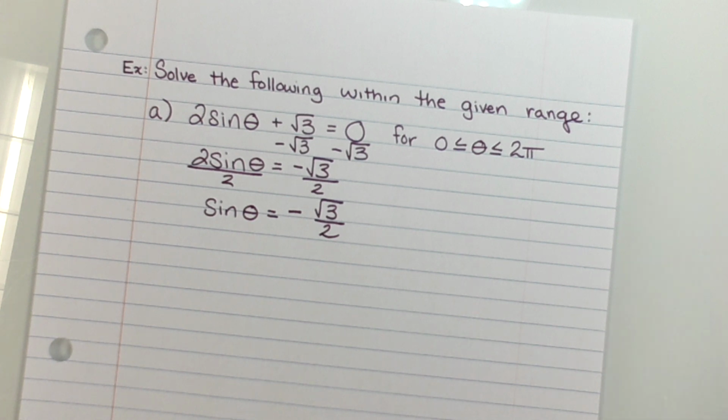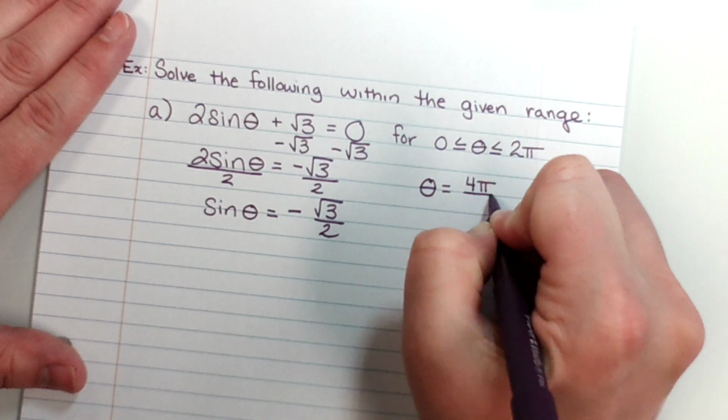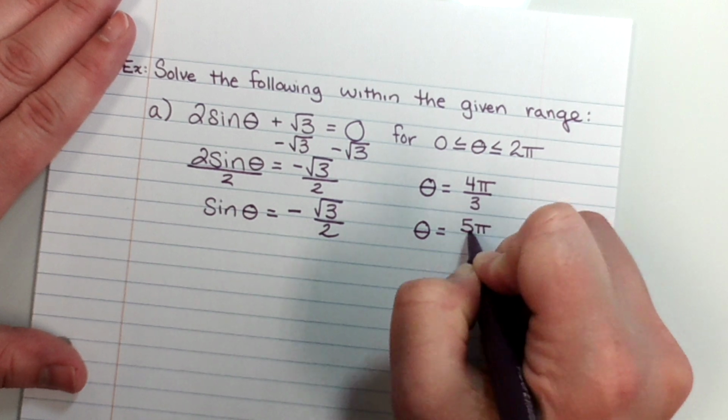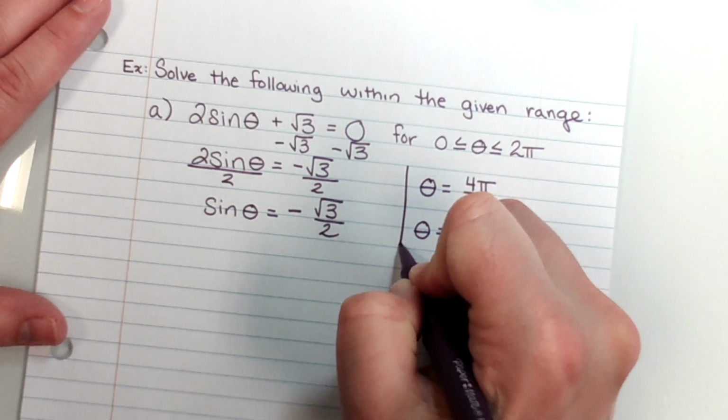Where is sine negative square root of 3 over 2? 4 pi over 3 and 5 pi over 3. Because those are the angles between 0 and 2 pi, because 0 to 2 pi is the unit circle. And most of the time, it's going to be a number of angles on the unit circle, so the unit circle just tends to be easier. Those are my answers.